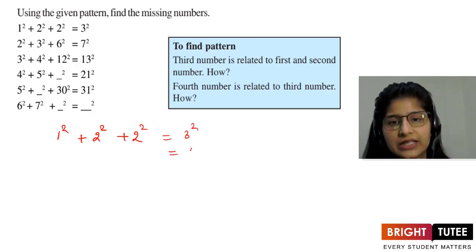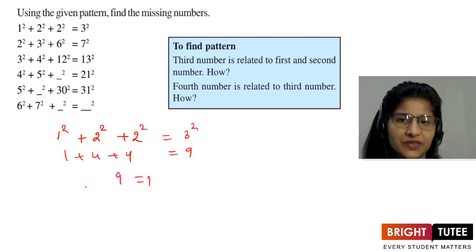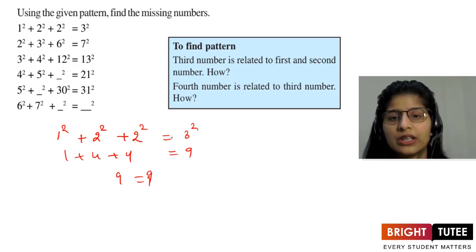3 square is 9, and here we have 1 plus 4 plus 4, that is also 9. So that means this is verified. Definitely all of them are equal. Now what is the relationship? How are the terms filled?